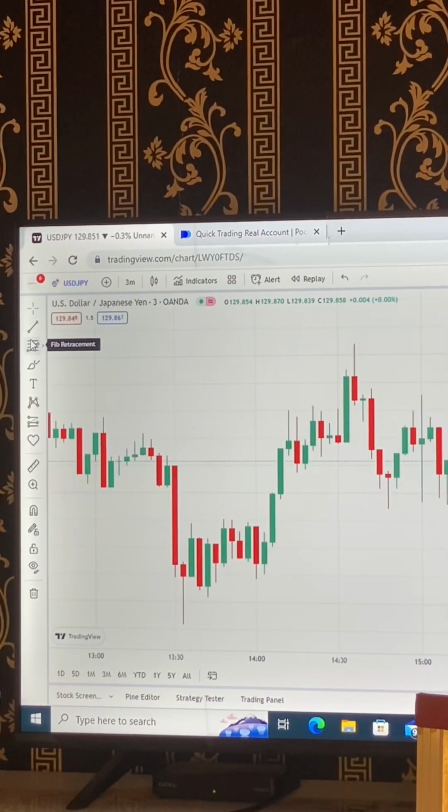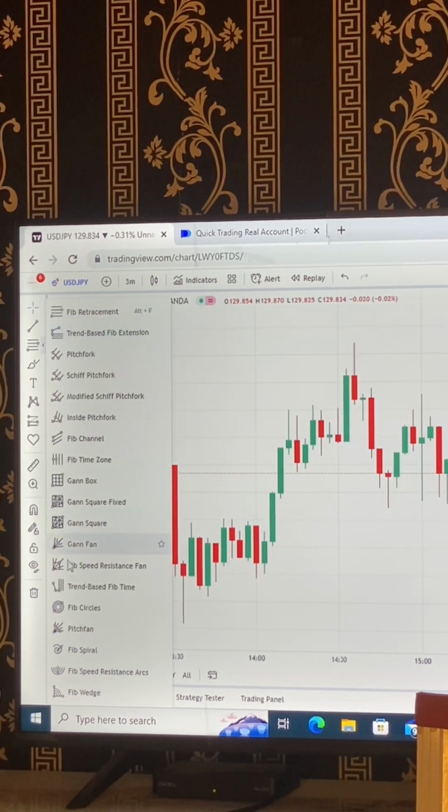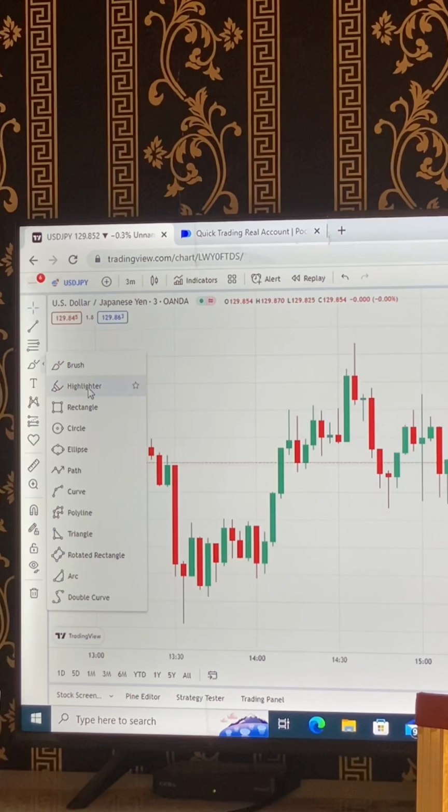Right guys, here is an illustration of trading view tools. At the left hand side of your trading view, here you can find your trading view tools. Let me click the first one. We have the various tools. You have the trend line tool, the arrow, the ray, info line, extended line, trend angle, horizontal line, horizontal ray, and so on. There are various tools guys you can use to mark out your chart before you go into a trade. So that is the meaning of trading view tools. So let's go over to the next thing.